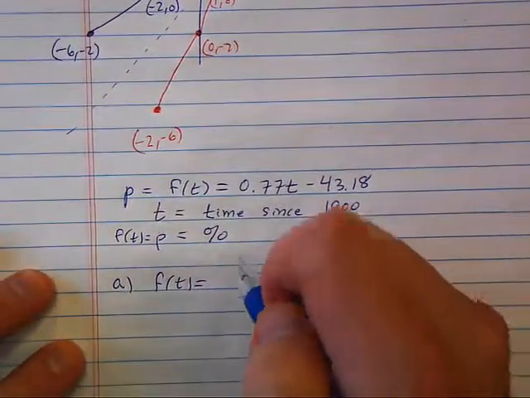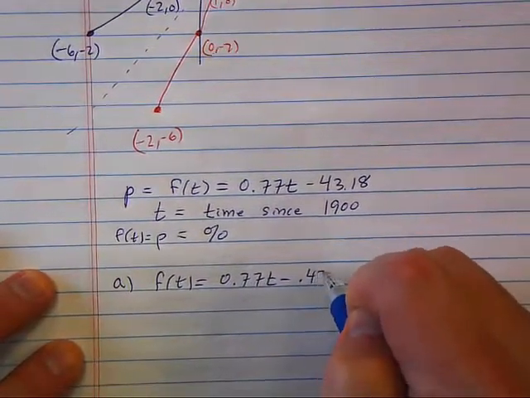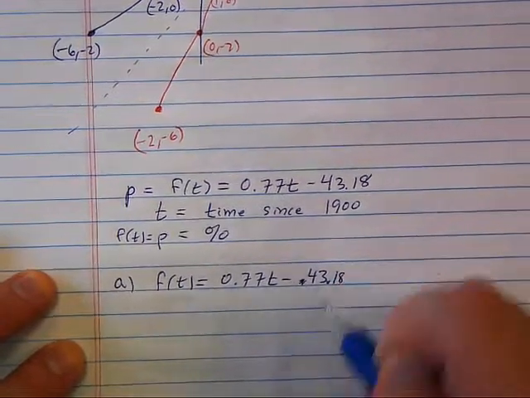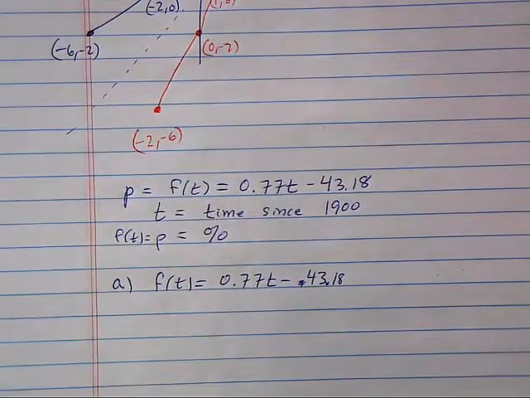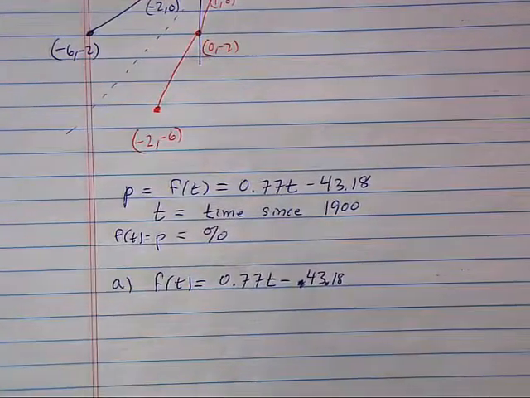F of t is 0.77t minus 43.18. No, I just put a decimal point in the wrong spot. Ignore that right there. All right, how do I find the inverse of this function?